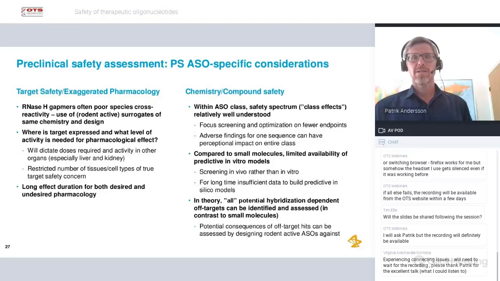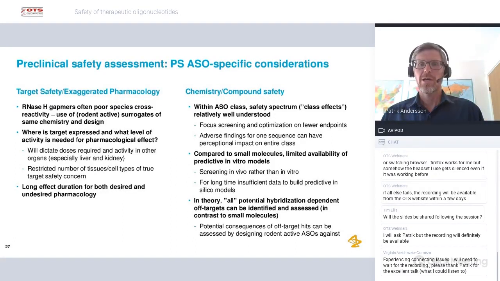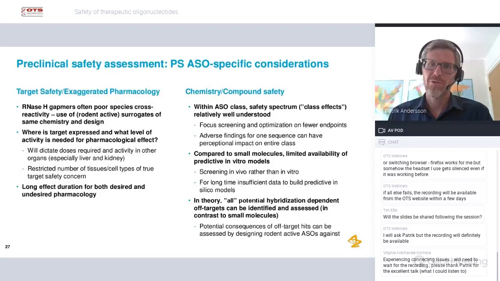Another thing is that there has for quite some time been insufficient data to build predictive in silico models. Now, when things are getting more and more mature and more compounds have been put through, I think there is also an emerging set of data, published and unpublished within the companies, where we can actually start building predictive in silico models, which will also be very helpful.